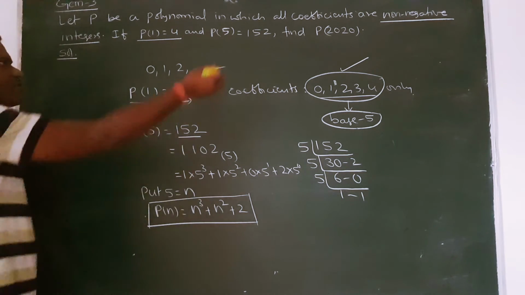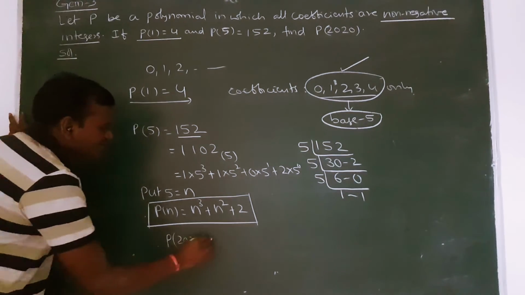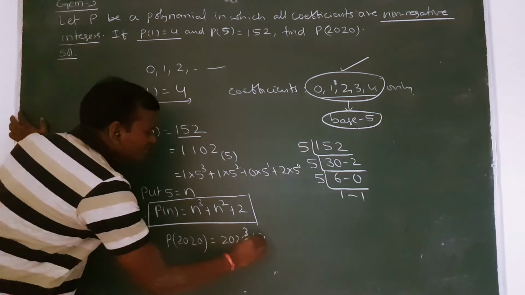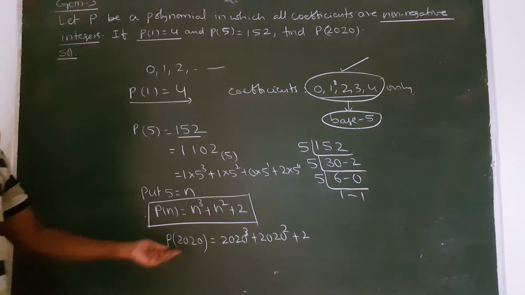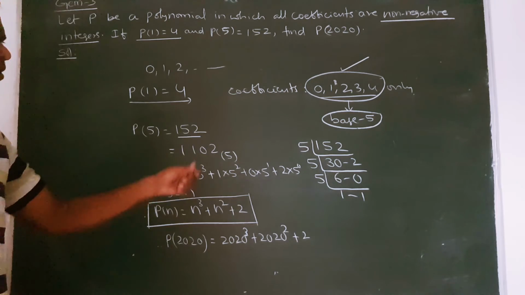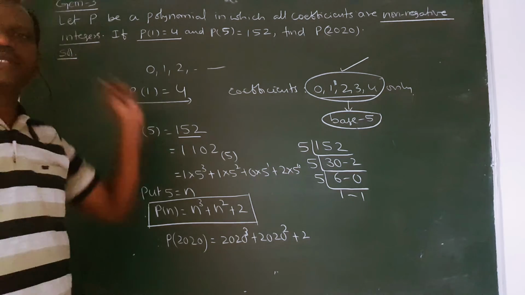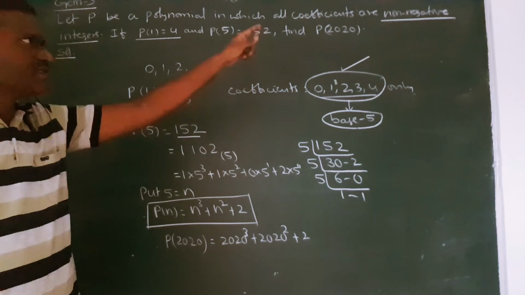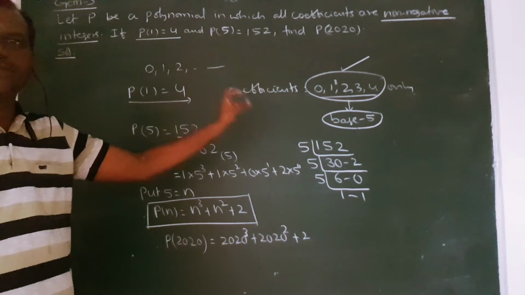So P of 2020 we have to find out. Therefore P of 2020 is equal to 2020 whole cube plus 2020 whole square plus 2. That is the answer. If we simplify this, we will get the P of 2020 value. How beautifully he interlinked this base 5 concept with polynomials. That is important. So in such types of questions, that's why I am always saying: take the hint from the given question.